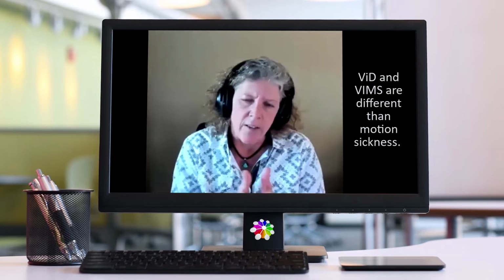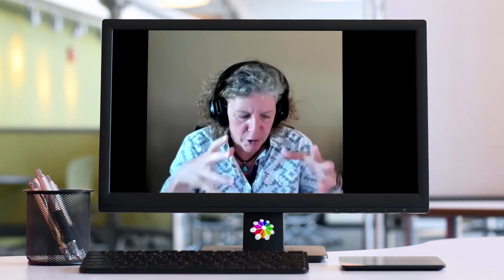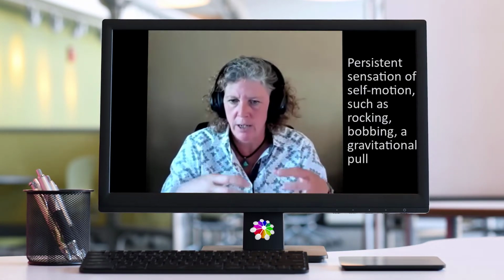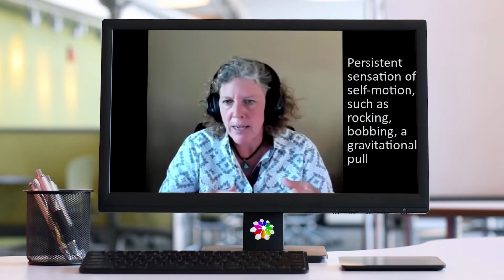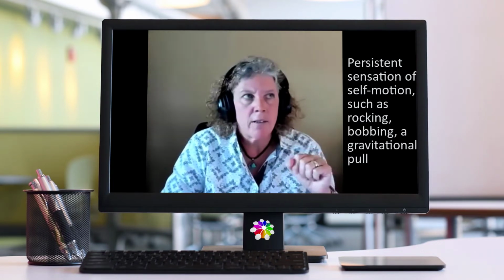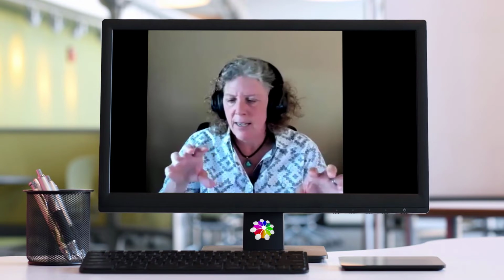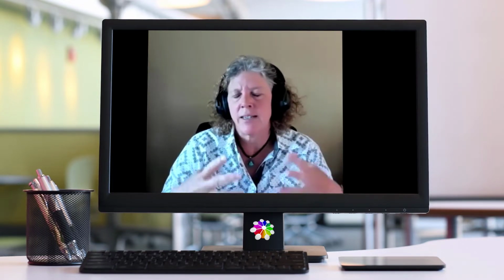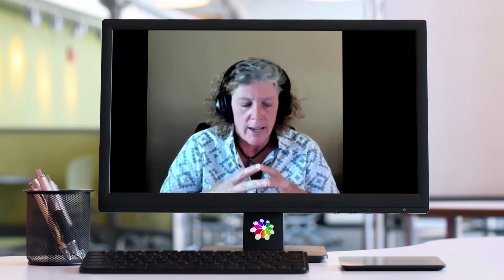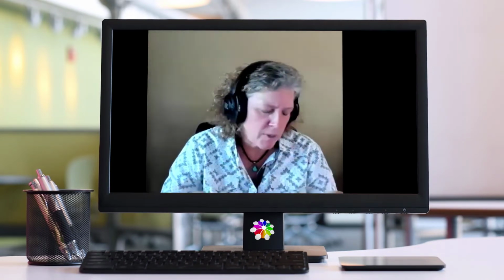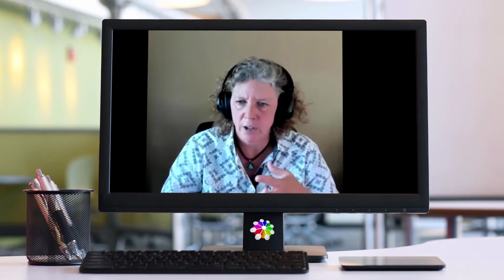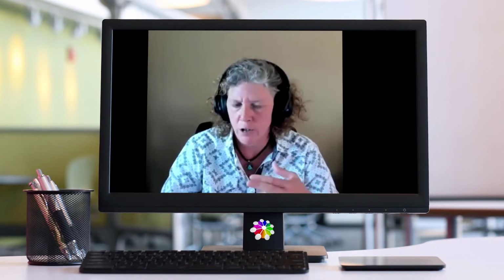So the other one, no recognized acronym for, but would be this persistent sensation of self-motion. And that may be rocking, bobbing, more commonly with the diagnosis of MdDS. Particularly, 3PD and MdDS can present very similar, whereas one of the key characteristics of MdDS is my symptoms are worse when I'm still. And with MdDS, we commonly associate that with after being on a boat, or a combination of prolonged air travel, car travel.